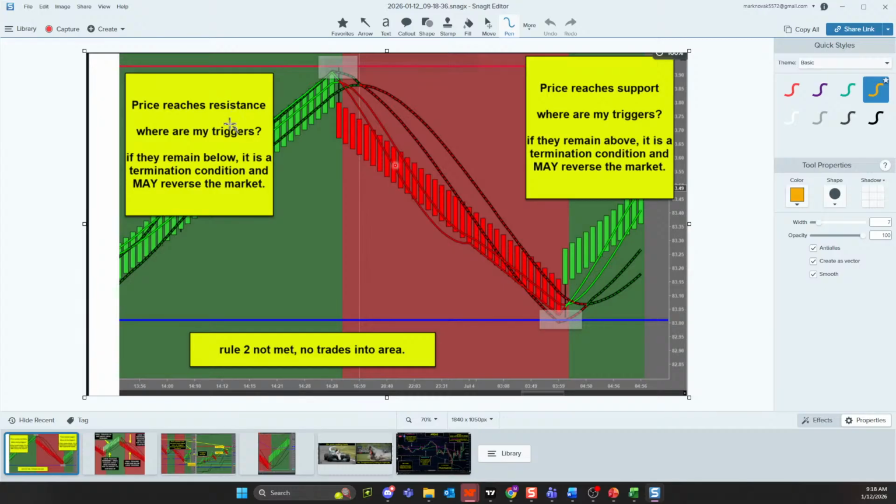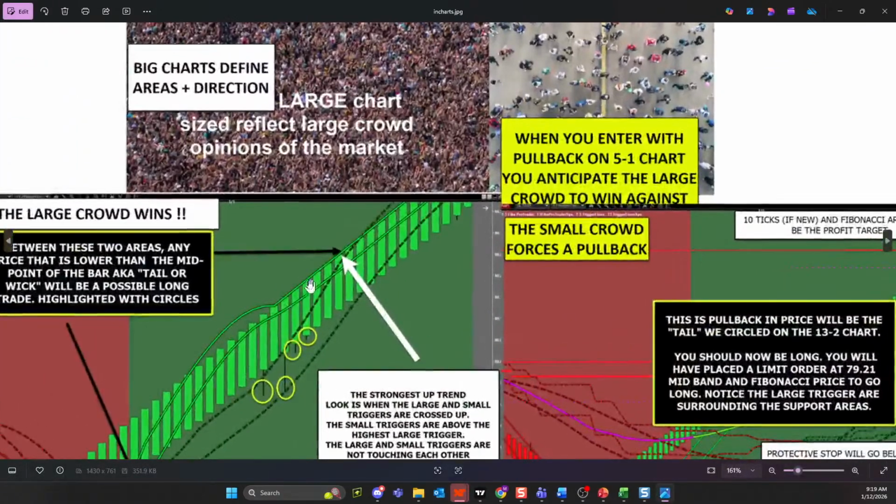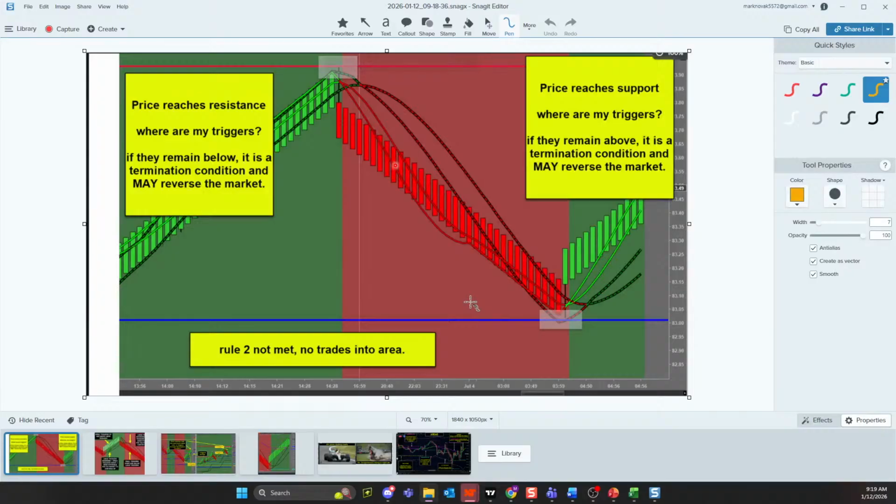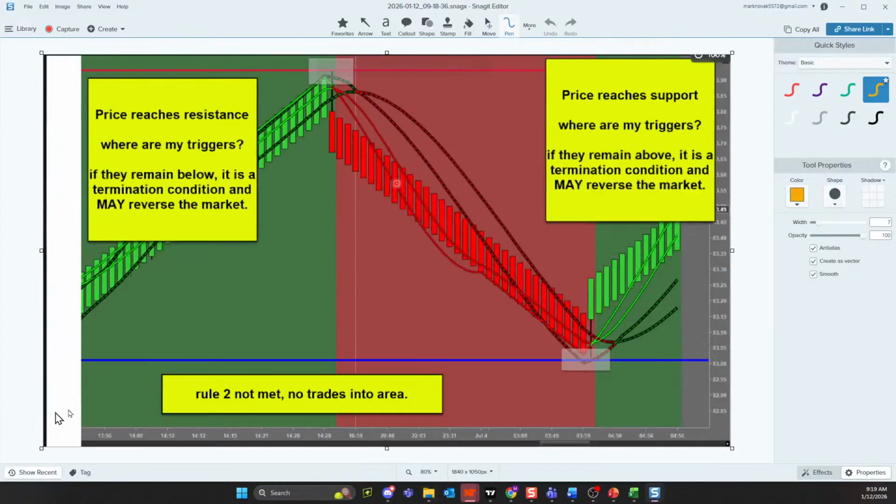Second one is when price reaches an area on the large chart. Price reaches a line. Price reaches resistance. Price reaches support. Once price gets there, that sets off the decision-making process. That's where the large crowd has to decide. Do we want to push through the area? Do we want to fight one another at the area? Do we want to reverse the market completely at that area? And guys, you'll never be in tune with what they want to do. They don't send out a mailer.